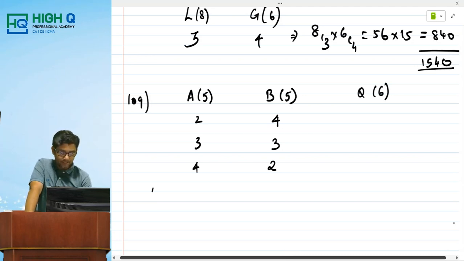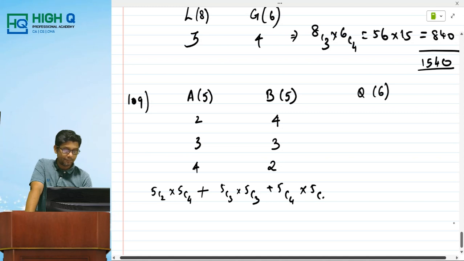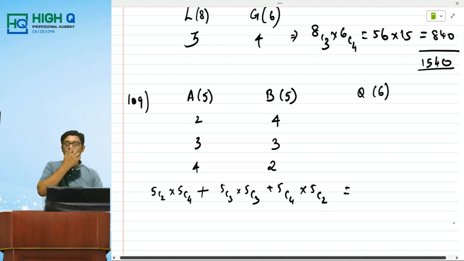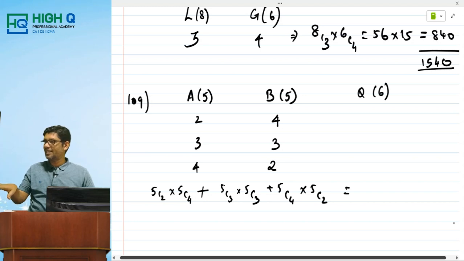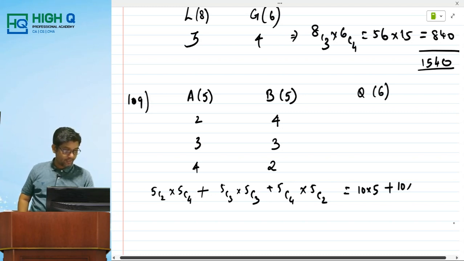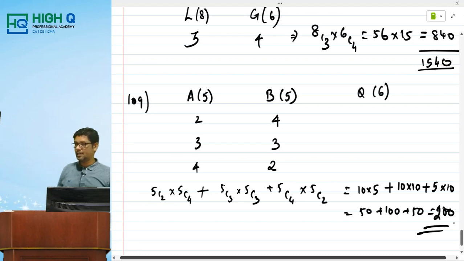Tell me what is the answer? 5C2 into 5C4, or 5C3 into 5C3, or 5C4 into 5C2. What is 5C2? It is 10. 5C2 and 5C4 are one and the same. Sorry, 10 into 5. Or 5C3, 10, 5C3, 10. Or 5 into 10. 50 plus 100 plus 50. What is the answer, my dear? 200.